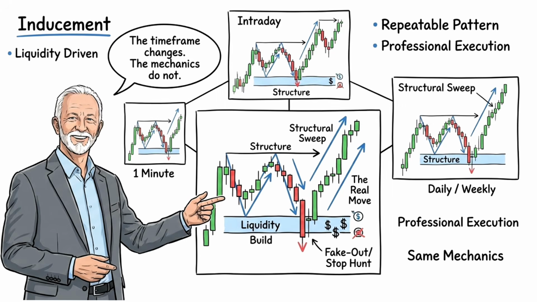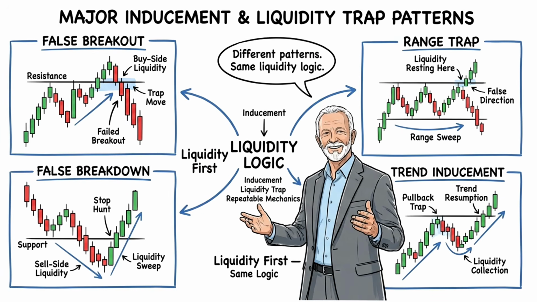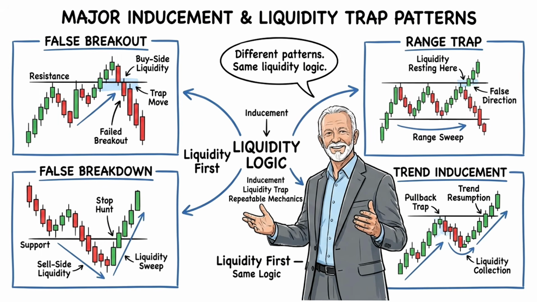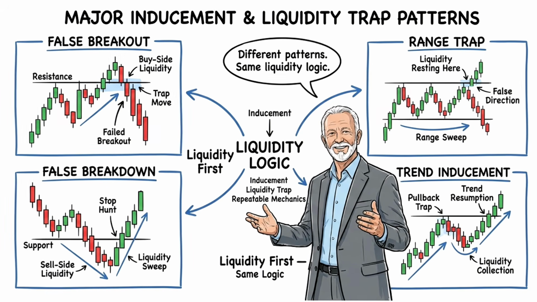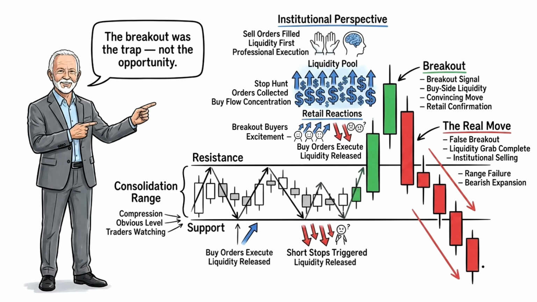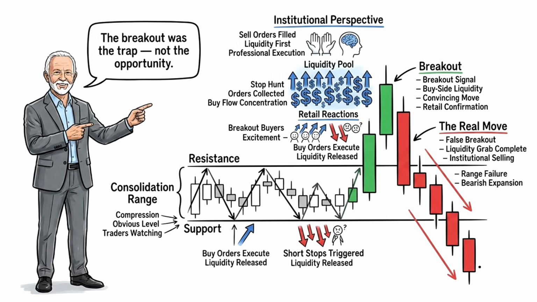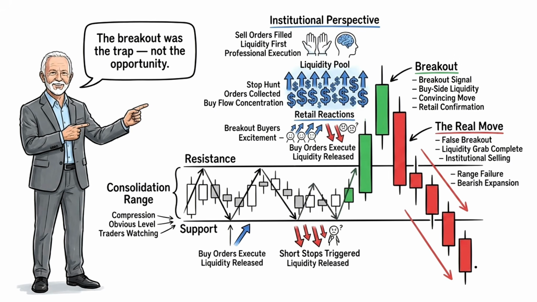The mechanics don't change. There are several recurring patterns through which inducement and liquidity traps express themselves. Let's go through the most important ones. Trap number 1, the false breakout. Stop hunt. This is the simplest form. Price consolidates in a range, builds obvious support and resistance.